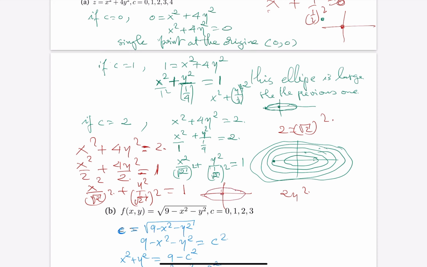The first one was a point, and the second one was like this. That's why I have this one. And if you keep going, you will have like this, x and y.